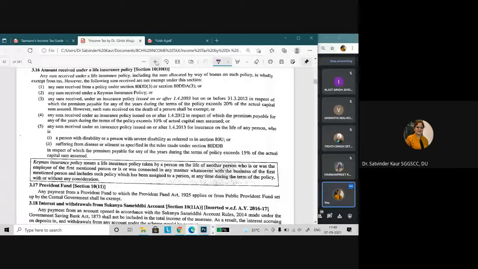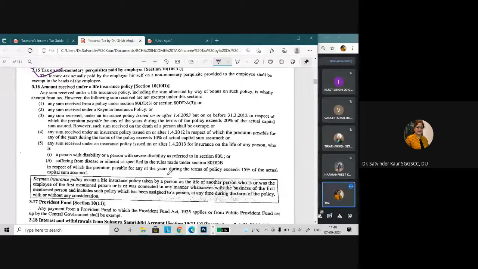Then the next topic is about the life insurance policy. If we talk about the life insurance policy, any sum received under the life insurance policy is fully exempt from tax. But the following sums received are not exempt under this section. Any sum received under a Keyman insurance policy, and any sum received on an insurance policy issued after 1st April 2003 and before 31st of March 2012.